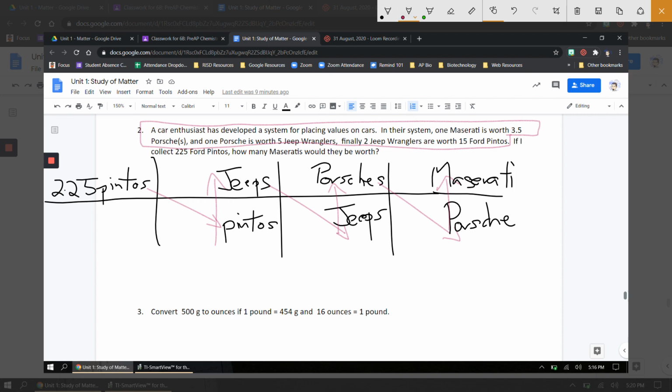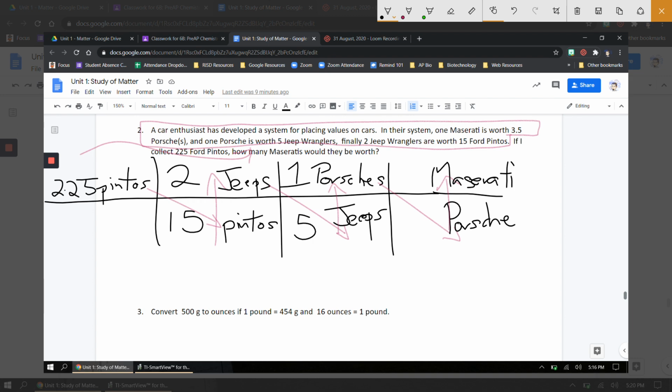Again, if you look right there, it tells us that for every 15 Pintos is 2 Jeeps. Those are, according to this scenario, equal. That is a conversion factor. For every 2 Jeeps, that is worth 15 Pintos. Again, don't argue with me because this is all made up, but that's just what we were given. The next thing is Porsches to Jeeps. If I look right here, it says for every 5 Jeeps, I get 1 Porsche. 1 Porsche is equal to 5 Jeeps.